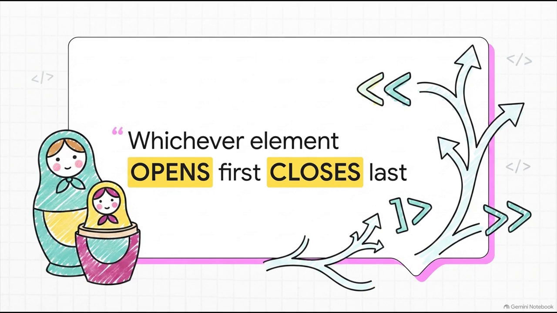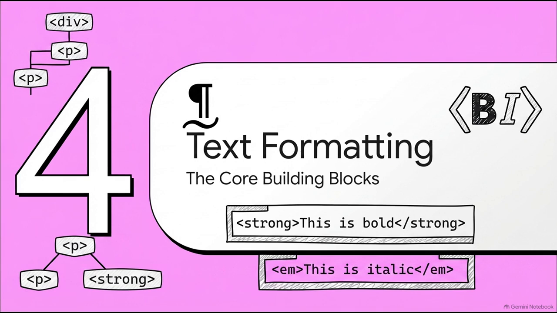We call this nesting. But when you do this, you absolutely have to remember the golden rule. Whichever element opens first, closes last. You have to treat them like physical Matryoshka nesting dolls. If you open a body tag and then pop a P paragraph tag inside it, you must close that P tag before you can close the body tag. It's crucial. Part 4, Nesting and Text Formatting, the core building blocks.